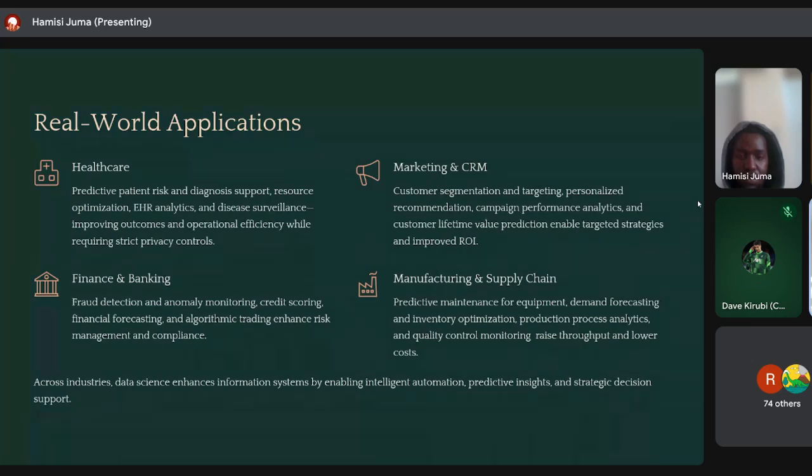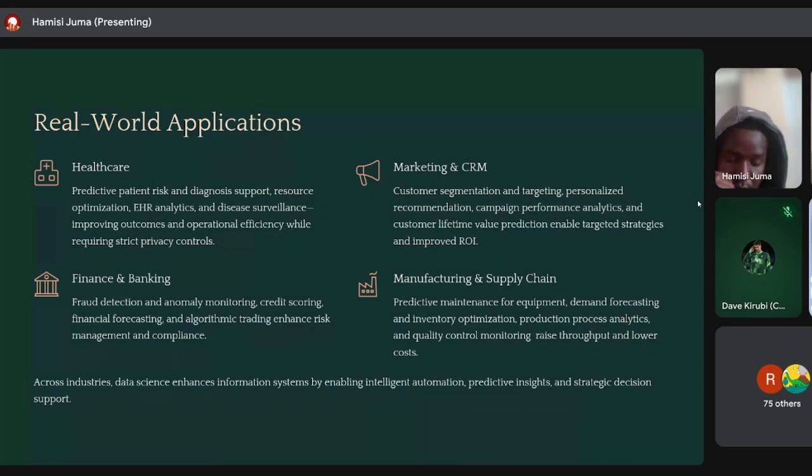Now, finally, in marketing and supply chain, we have predictive maintenance for equipment, where we use sensors and performance data to predict failures before breakdowns occur. We have demand forecasting and inventory optimization, where we predict product demand to reduce shortages and excess inventory.